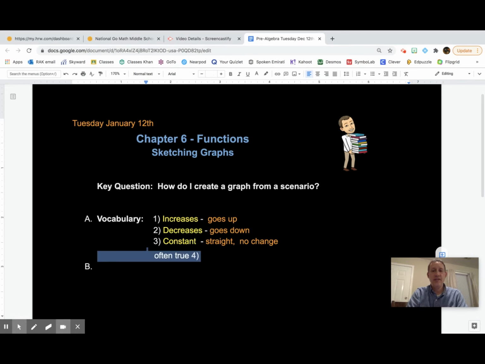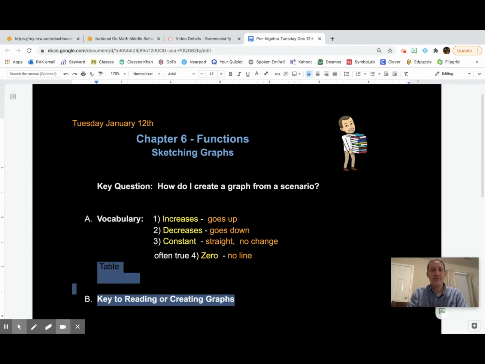And then sometimes, it's really often true, if you don't see anything on your graph, like all of a sudden the line just stops, or it goes down to the x-axis, that means zero. That means whatever you're measuring is zero. Like if we were looking at population of chickens, and all of a sudden they all died. Oh, sad. Well, then that would go all the way back down, and you wouldn't have a line anymore.